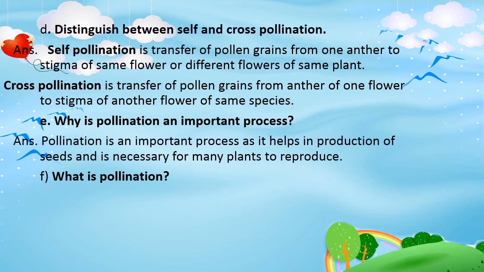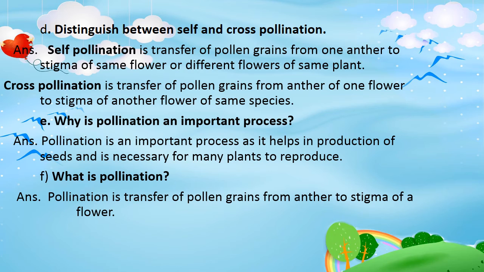Part F is what is pollination? We read that pollination is the transfer of pollen grains from anther to stigma of a flower. It is the process in which the pollen grains from the anther are transferred to the stigma of a flower.